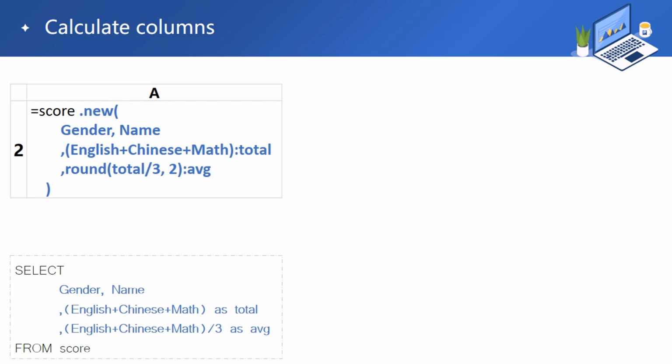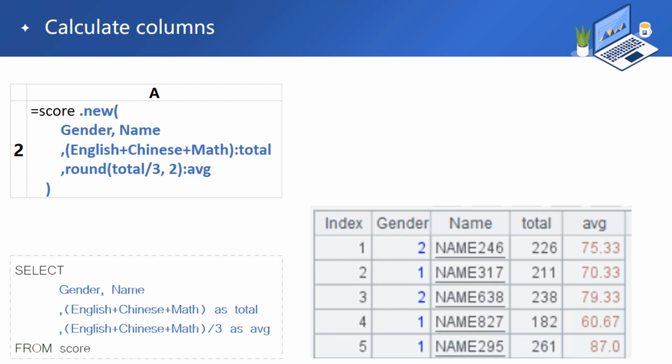Calculate a new field using multiple field values of the same row. For example, calculate the total score and average score of each student's 3 subjects. SPL uses the new function to define calculated columns, and the expression in the calculated column can use the existing calculated columns, such as calculating total first and then using total to calculate average. In the new function, some original columns can also be selected and mixed with new computed columns, or adjust the order of the columns. Here, the gender is adjusted before the name.